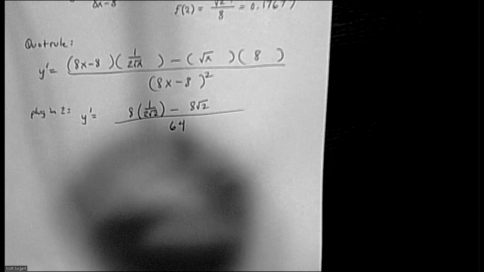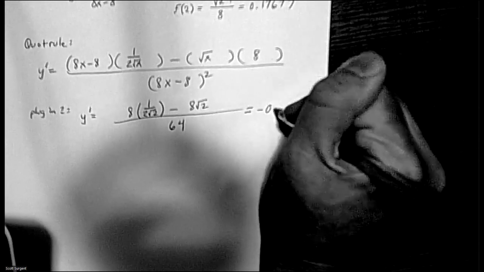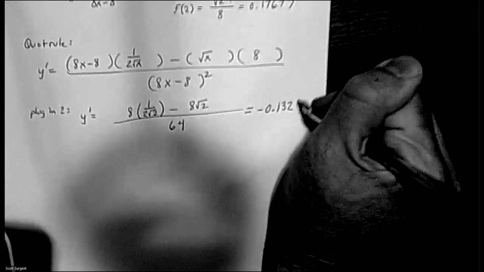So the first one is going to be 4 divided by rad 2, and then minus 8 rad 2, and then divide all that by 64. And I just get a number, negative 0.1326. I round it.